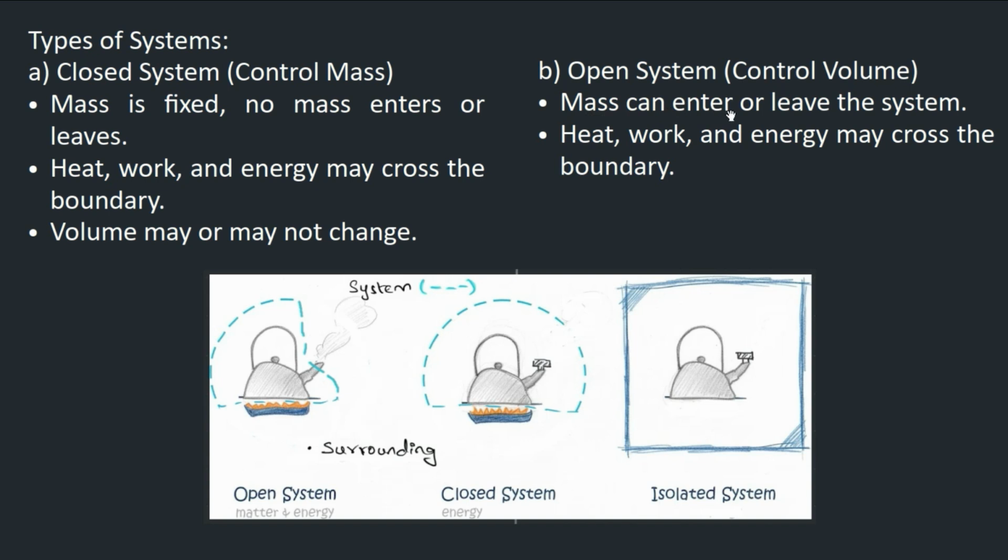Open system: mass can enter or leave the system. Heat, work, energy may cross the boundary. Some of my students come and ask me, sir, in a closed system, volume may change. How is that possible? Right? If this is just water, it becomes steam, volume increases, right? So that's possible. Mass does not change over here, but steam can be formed. Do you guys agree? So that's what we're talking about.